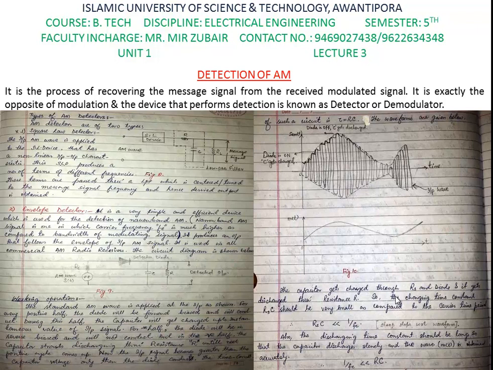Now, types of AM detectors. AM detectors are of two types. One is the square law detector and the other is the envelope detector. First of all, let us discuss the square law detector.